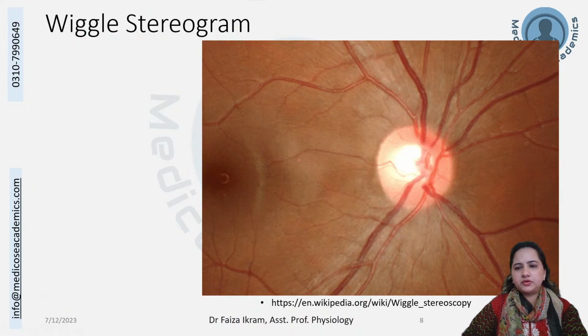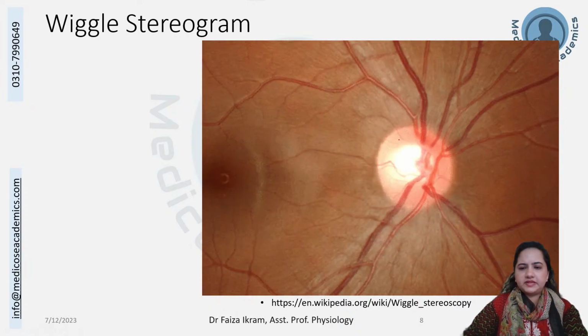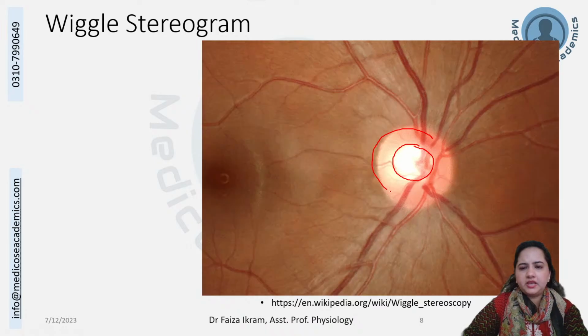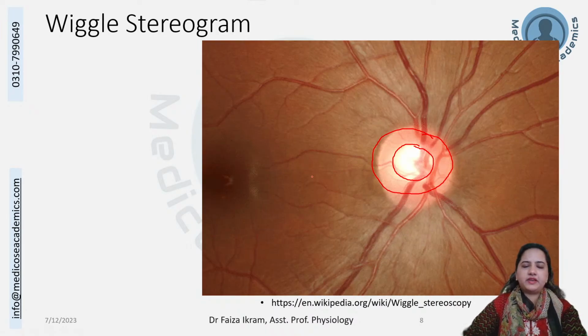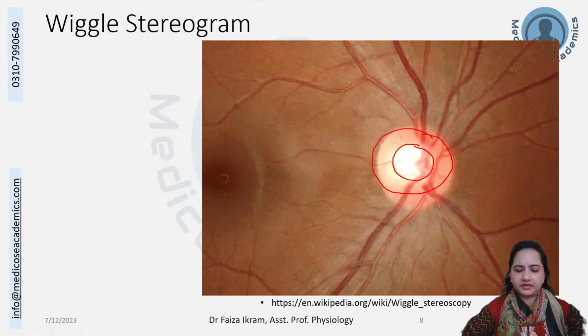Now, what is the cup to disc ratio? The whole circle, this is the optic disc, and in between this is a smaller portion, the cup. The ratio of this circle to this should normally be 0.5. If the ratio increases, that means cupping of the optic disc has occurred.